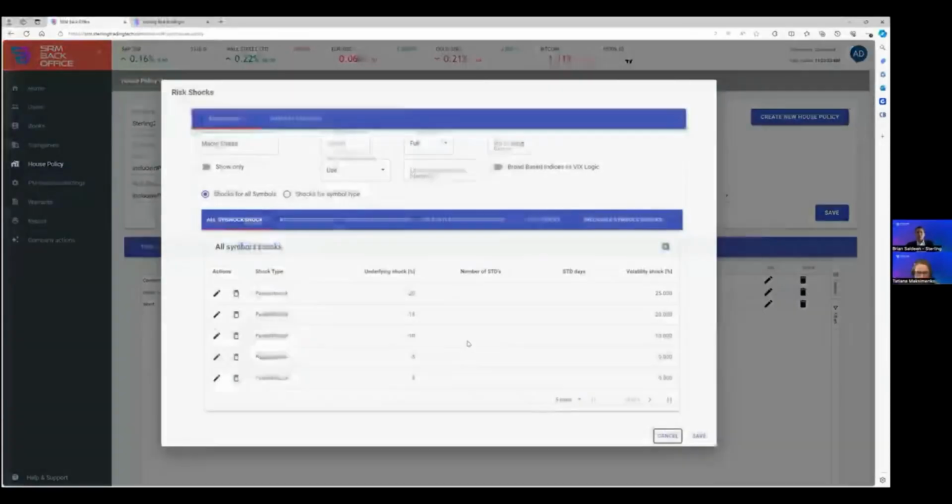The way our real house policies are configured is the same principles, but for example, for the macro stress shock here, some clients will have 100 different shocks, highly granular, like the underlying moving in 2.5% increments. Because of the non-linearity, you have to look at more points to find the worst one.